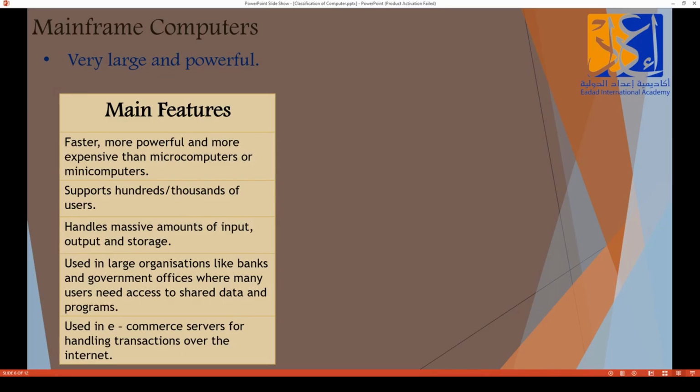Next, it supports hundreds of thousands of users. Then it handles massive amounts of input, output, and storage. Massive means huge amounts of input, output, and storage. Next, it is used in large organizations like in banks, in government offices, where many users need to access to share data and programs. Then it is also used in e-commerce services for handling transactions over the internet.